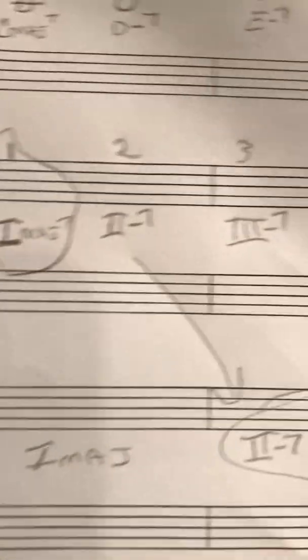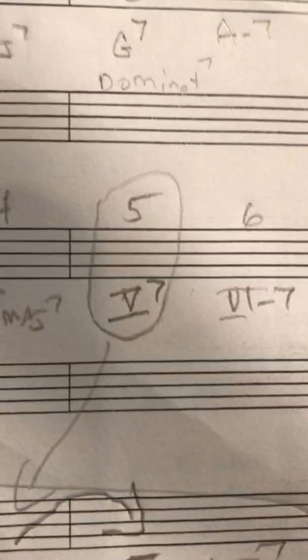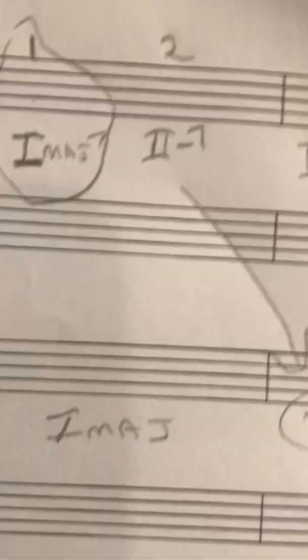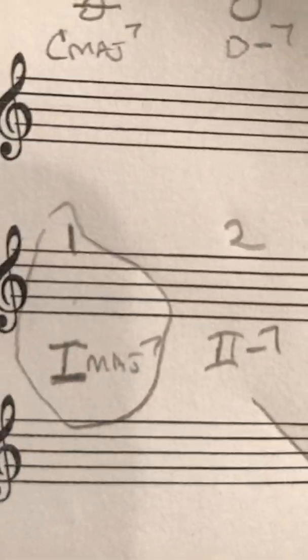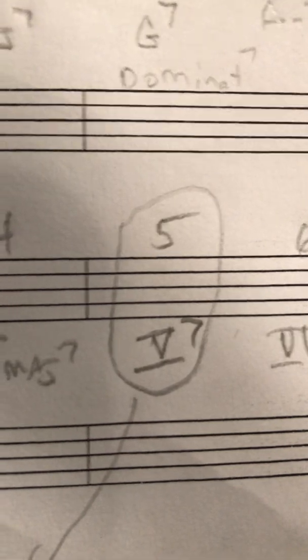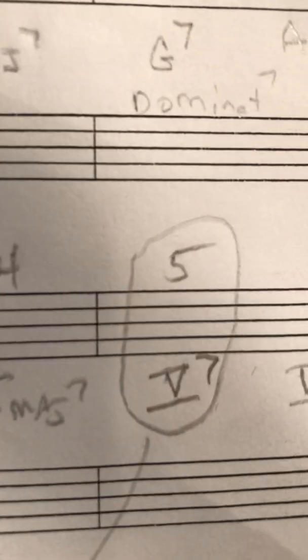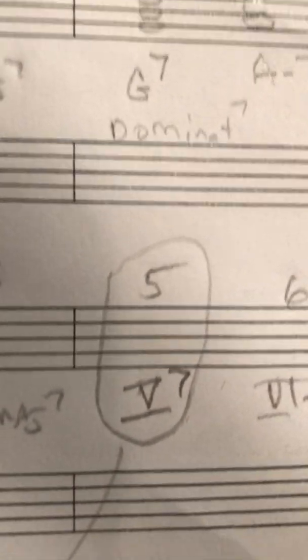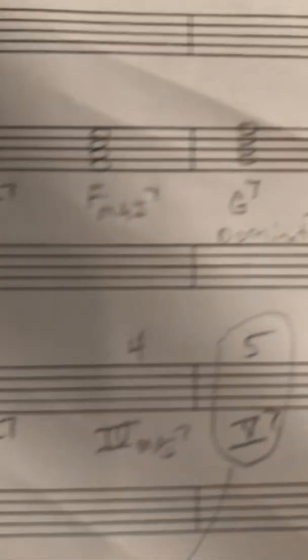All right? Now, here's the important chords, and this is why I circled these. I circled the 5th and the 1st. Those are the most important chords because they establish the tonality. The 5 chord usually resolves. It wants to go to 1. It wants to go back to 1.